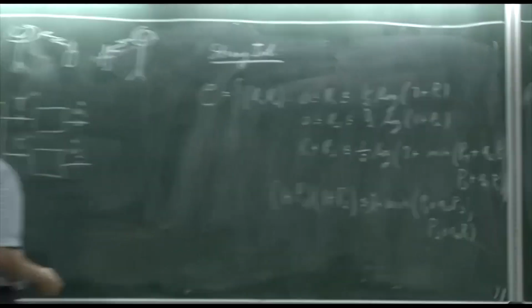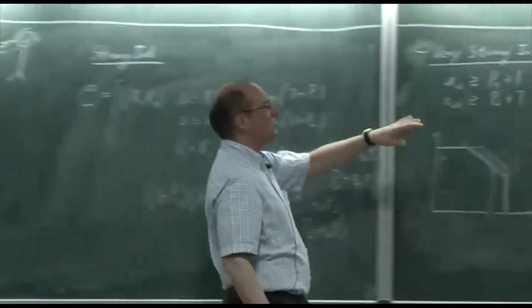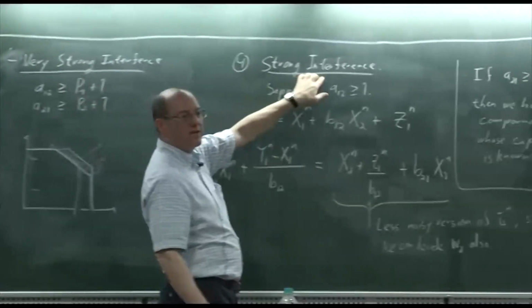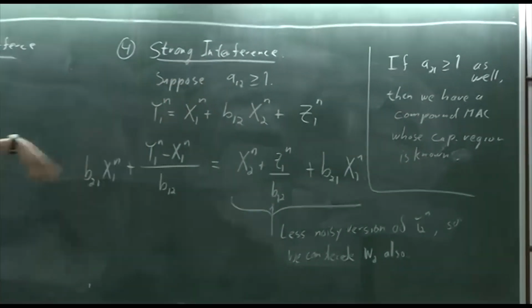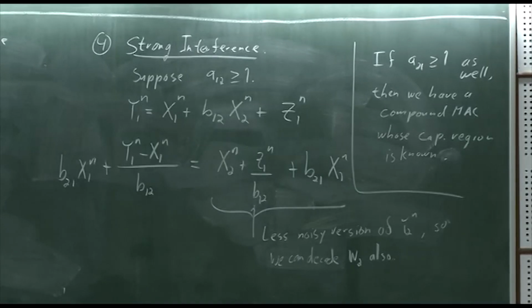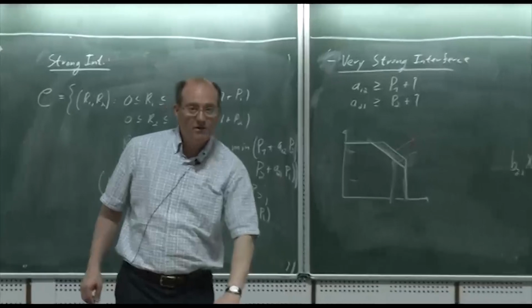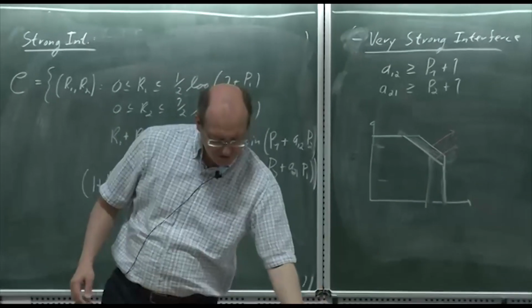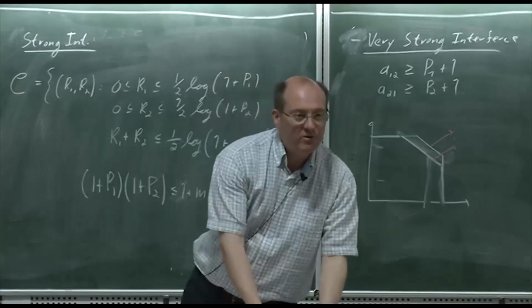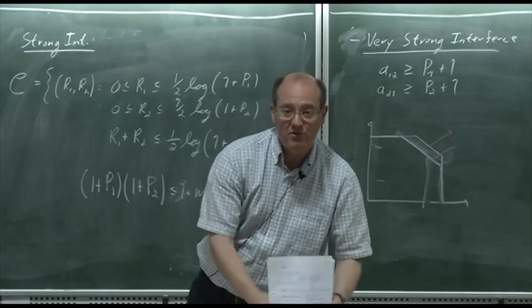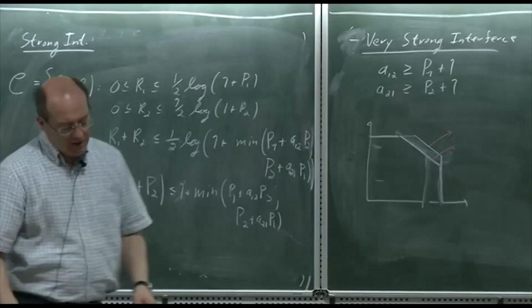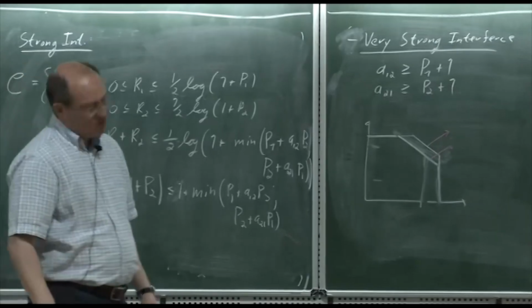So he studied that first, then maybe a year or two later, this was discovered, a simpler argument that you can extend the result. Okay? That's the very strong interference case. Again, the only general case where the capacity region is known for the Gaussian interference channel.